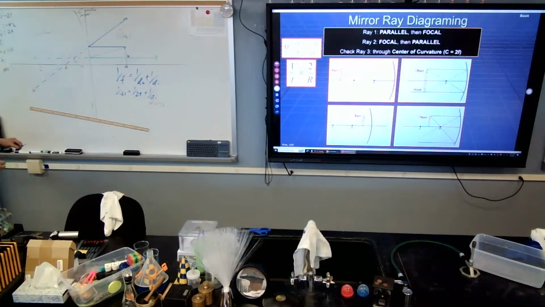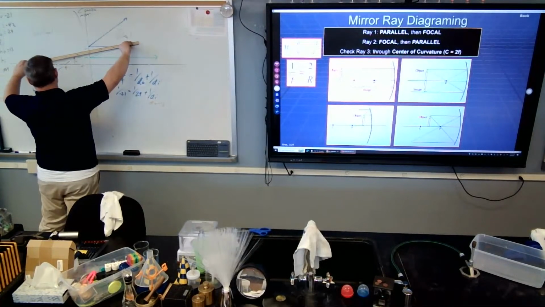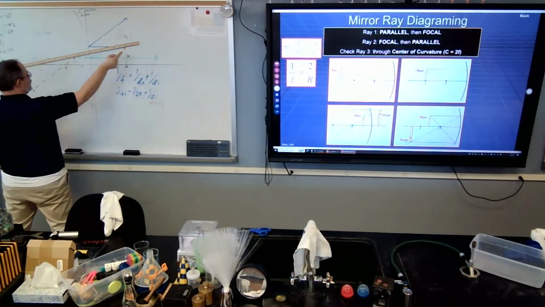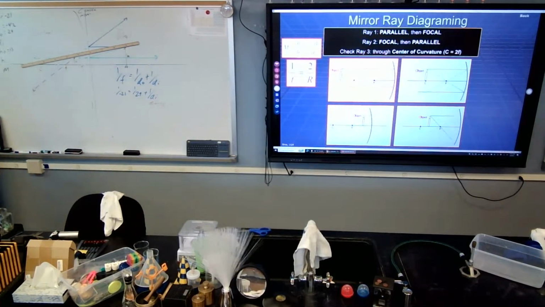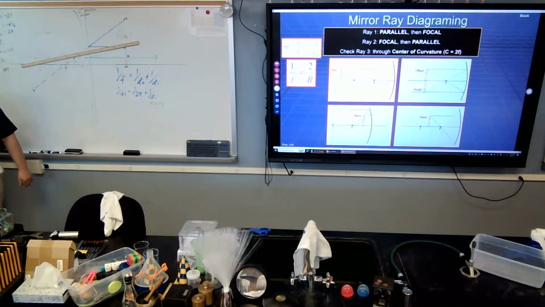How would you draw the third ray on this? You would start at the object and aim at the center of curvature and just go right through. I don't even bother to draw the third ray, I just use it as a check. I used to always draw the third ray, and I realized it just muddles stuff up. I just use it to check the other two.